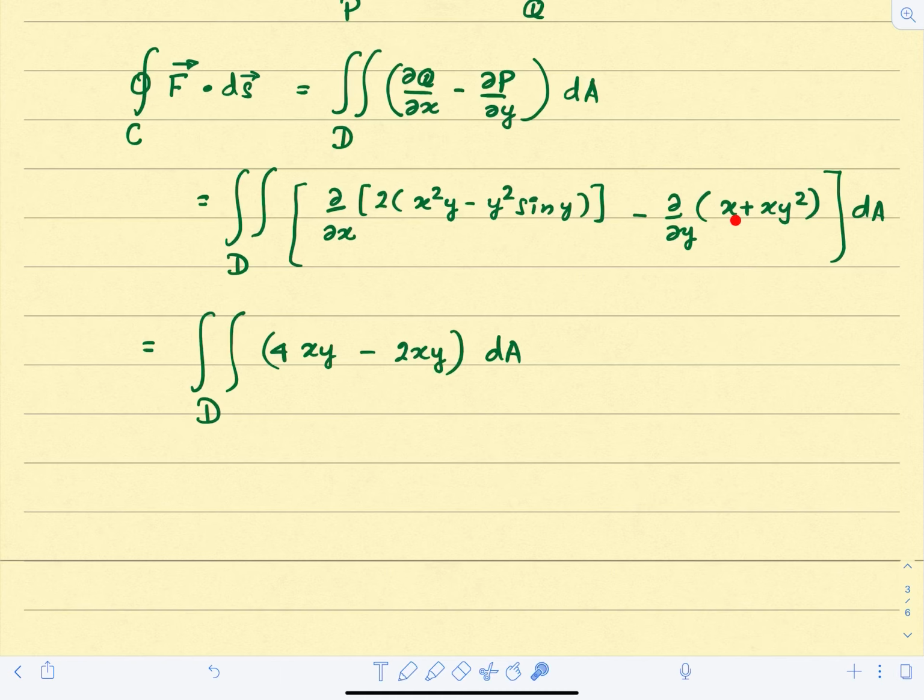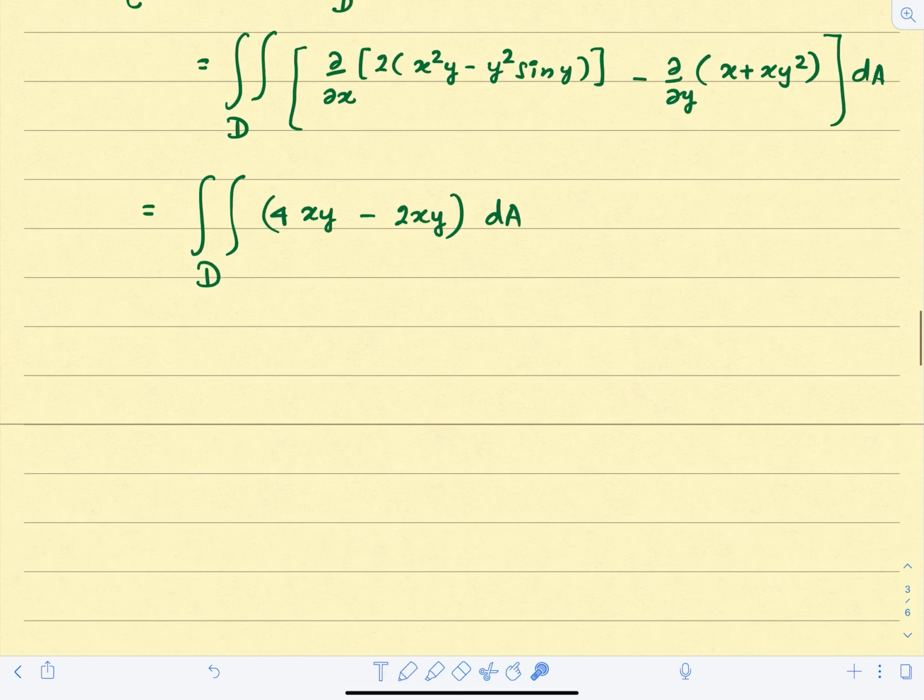Again, the derivative of this first part is 0, because the derivative of x with respect to y is 0, and we have to treat x as a constant, and then we have x times the derivative of y squared, which is 2y. Now if you simplify the integrand, you will get 2xy dA.